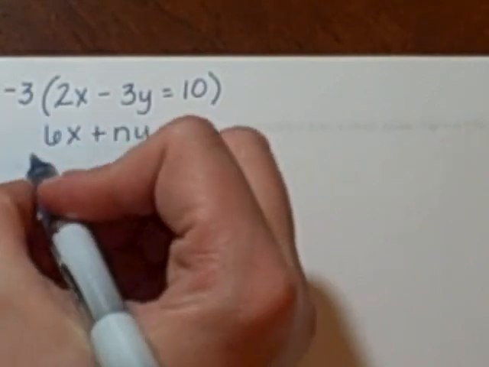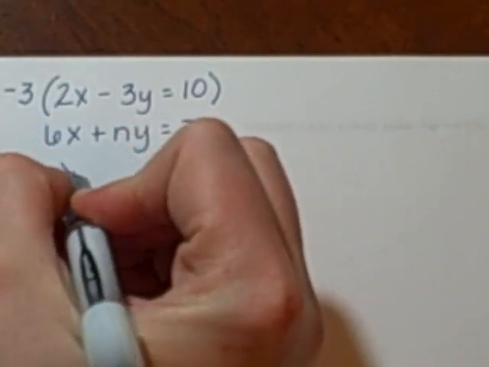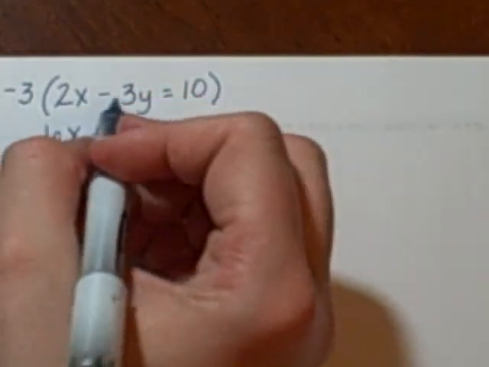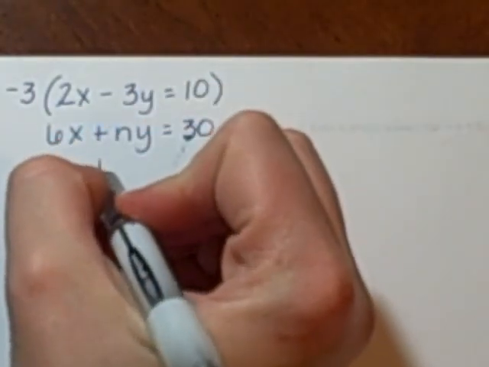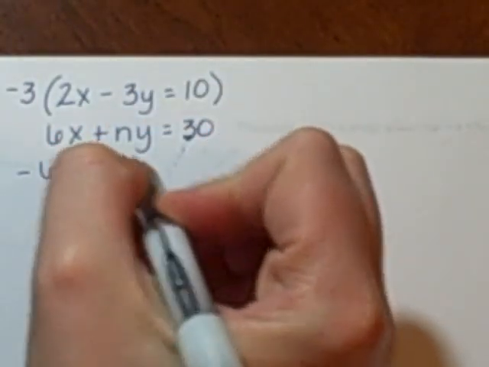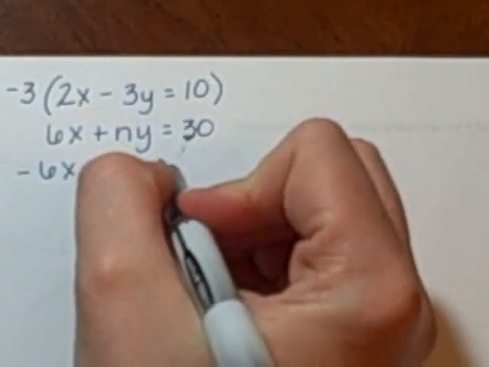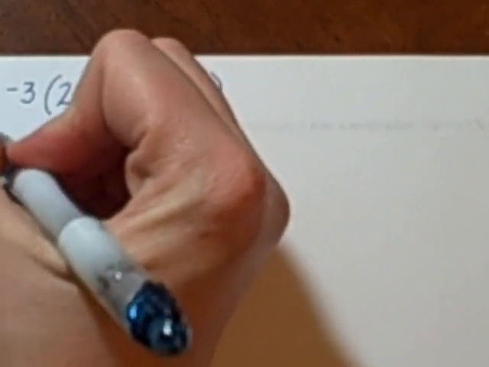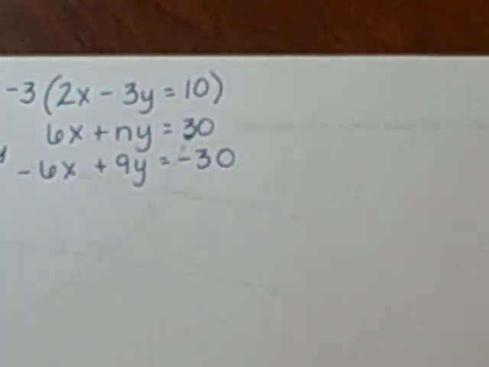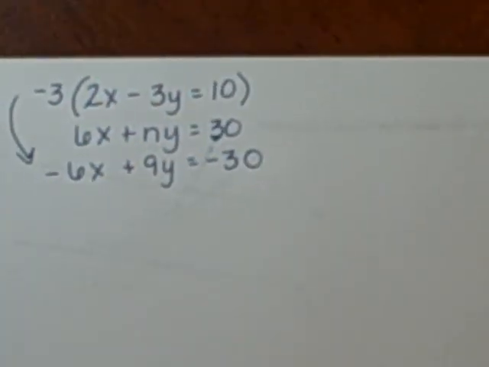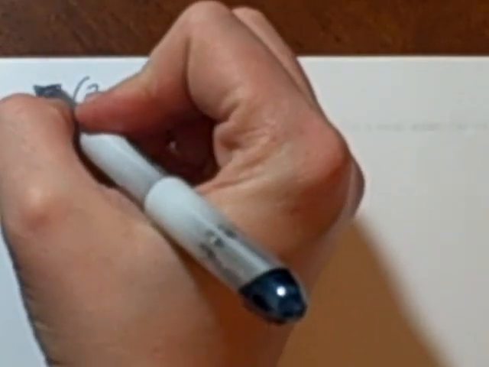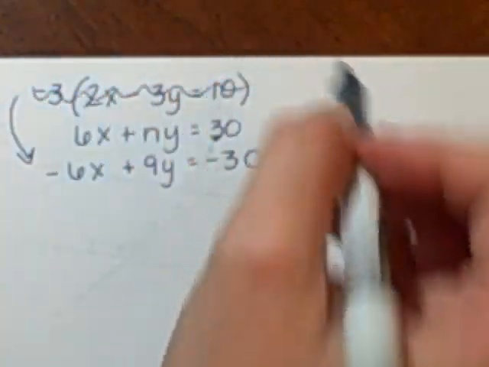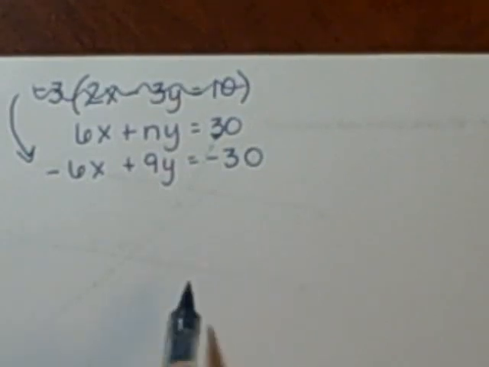So -3 times 2x is -6x. -3 times -3y is +9y. And -3 times 10 is -30. Okay, so this here is just this equation rewritten after I've multiplied everything by -3. Okay, so now I don't even have to worry about this equation anymore. Okay, now I'm just focused on these two.